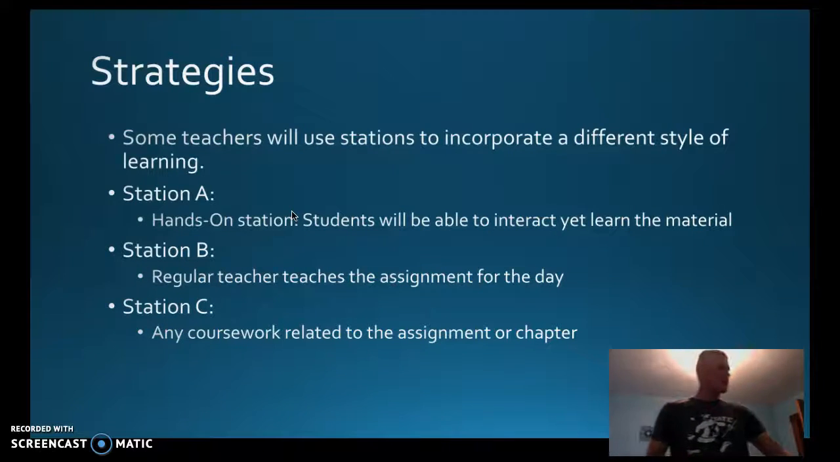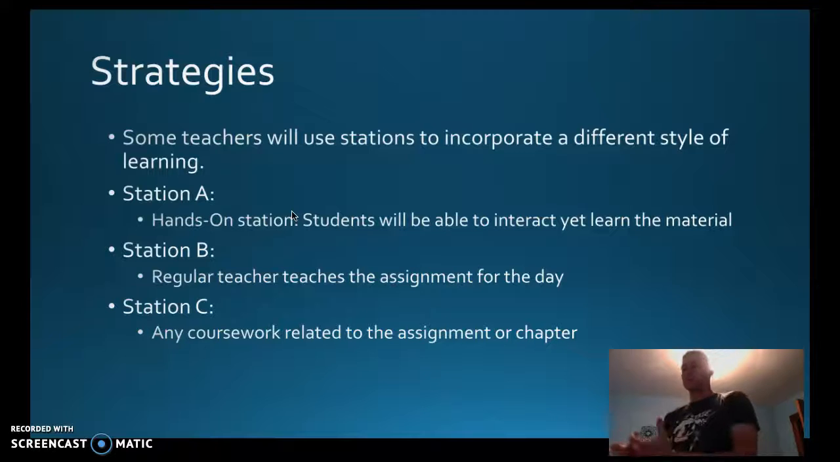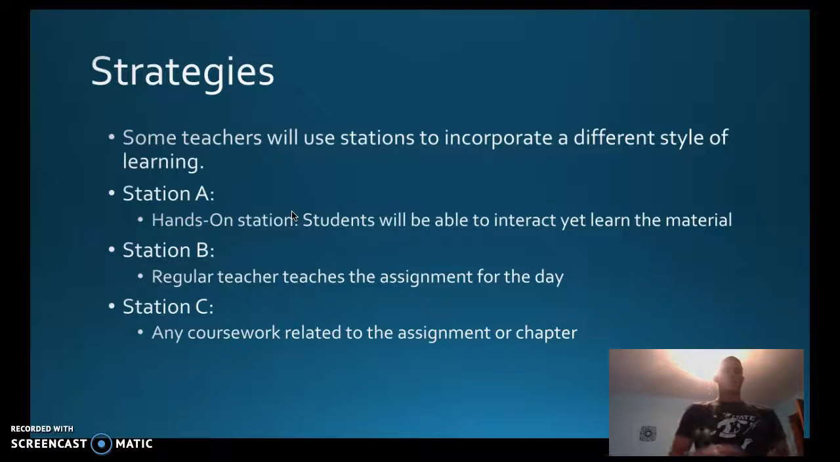And then you have Station A over here. Station B, the regular teacher teaches the assignment for the day. She goes over the class assignment. If anybody needs help, they can ask her. She's right there, and it's like a mini classroom lesson in itself. And then Station C is any coursework related to the assignment or chapter. For instance, my math teacher mostly does tiling of fractions, division, addition, subtraction, things like that. So it's related to math that they can use later down the road.